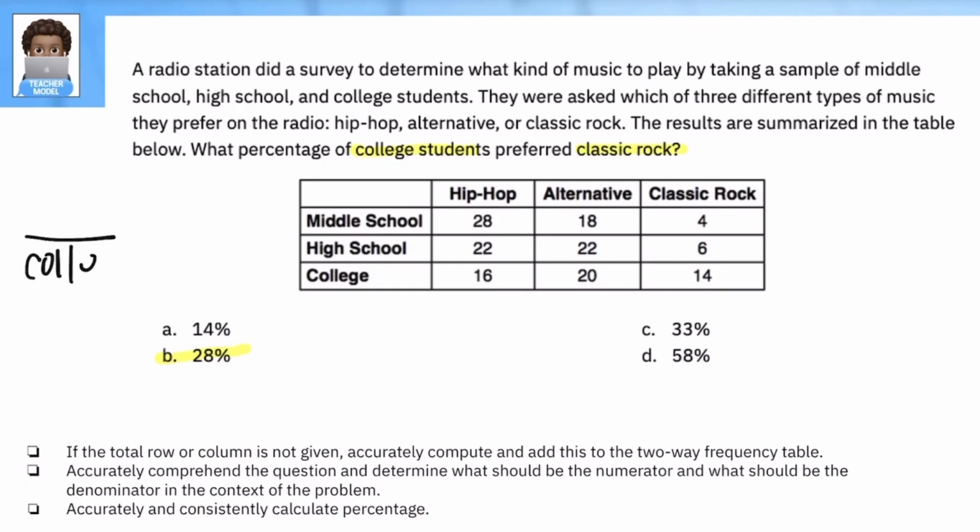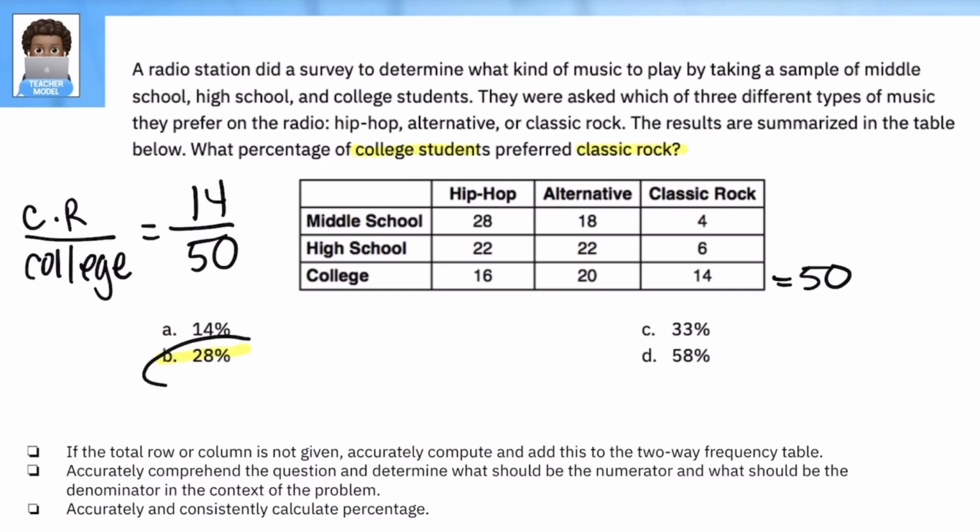We're looking for the total number of college students and classic rock. We know that there are 14 college students who like classic rock, so we need to know the total number of college students. So you just have to add all of these up over here. And if you did, you would get 50. And so 14 out of 50 on a calculator would give us the 28%. So this one had a little extra trick to it. You had to actually calculate those totals, and that was the first part of our criteria for success. If a column is not given, you had to be able to compute it on your own.